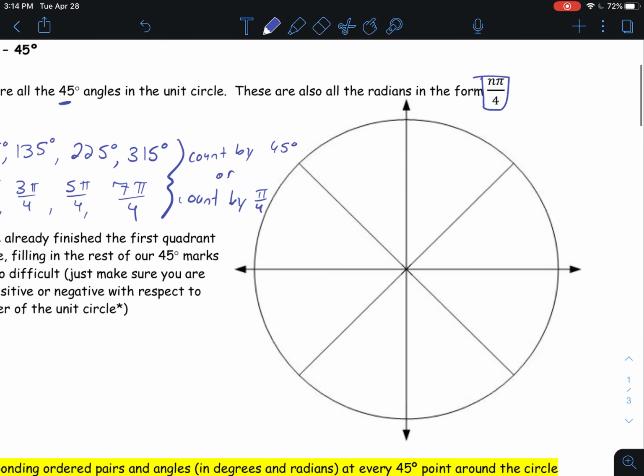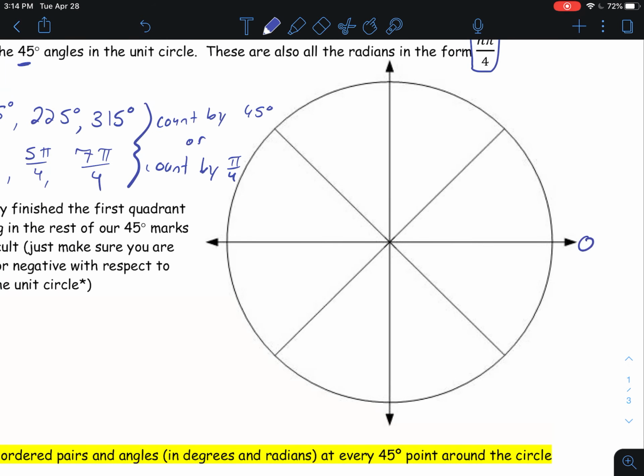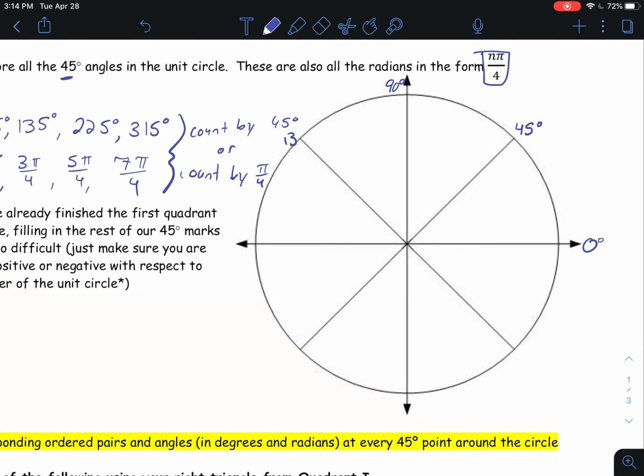So what does that mean? Okay, so if we started here on the far right side, which is our 0 degree mark, and then we just counted by 45 degrees, this would be 45 degrees. Add 45 more degrees, this would be 90 degrees. Add 45 more degrees, this next one would be 135 degrees. Add 45 more degrees, and then we have 180 degrees. Add 45 more degrees, we have 225 degrees. Add 45 more is 270 degrees. Add 45 more is 315 degrees. Add 45 more, and that's 360 degrees.